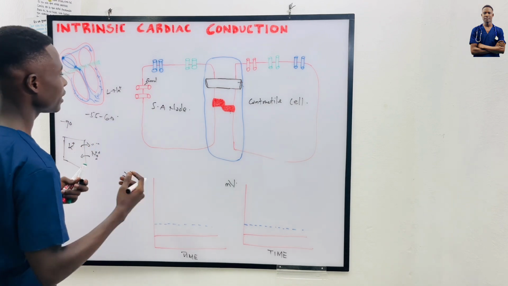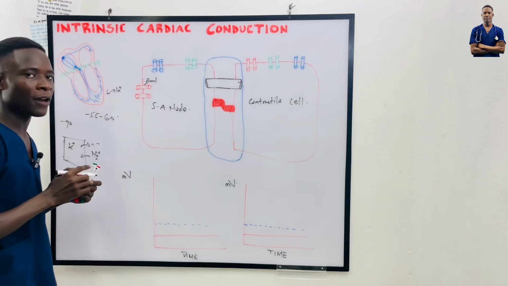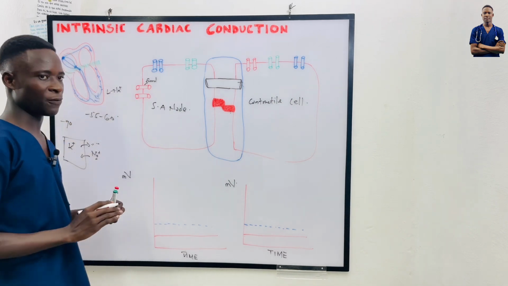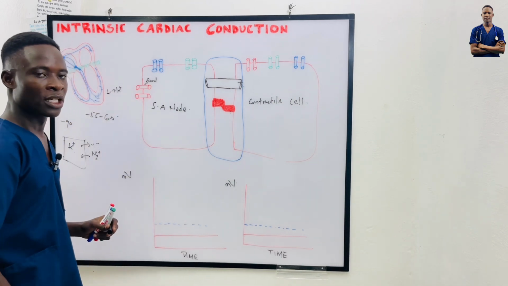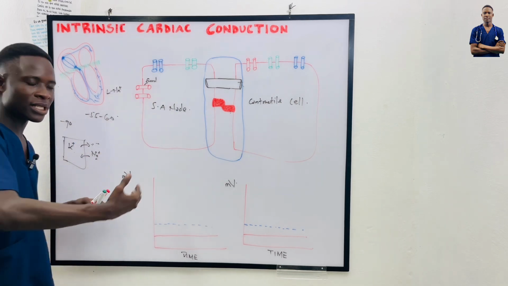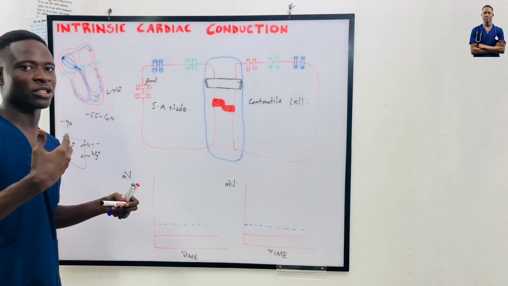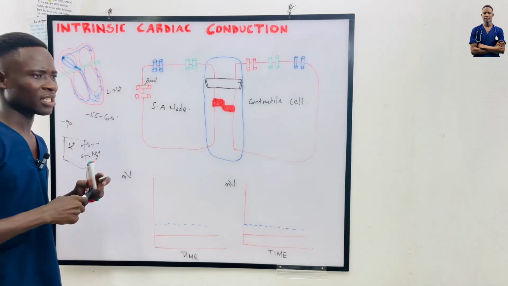Now, these channels are always open because they are leaky. Something that is leaky is always open to permit the influx of positive ions inside the cell. This is the main reason why this cell is always under depolarization mode, to generate action potential on its own without an external force.